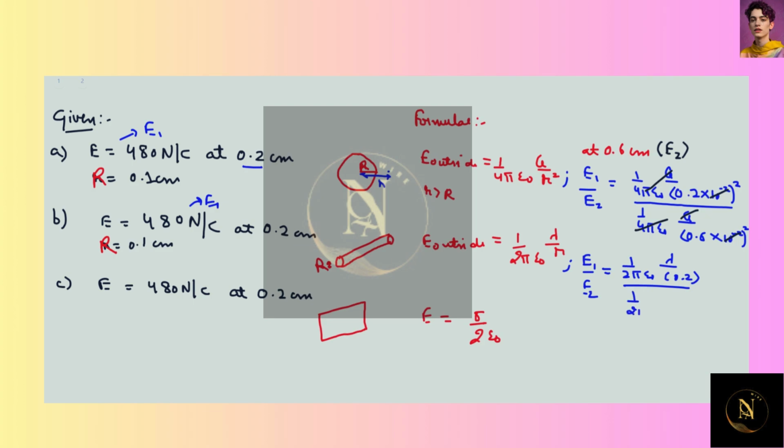Over 1 by 2 pi epsilon naught lambda over, where are we finding it? We are finding the electric field at 0.6 centimeter. Let's say this is E2. We have 0.6 centimeter here, 10 to the minus 2. Let me write it in terms of meters. Anyway, this factor will go away, so cancelling the common factors.